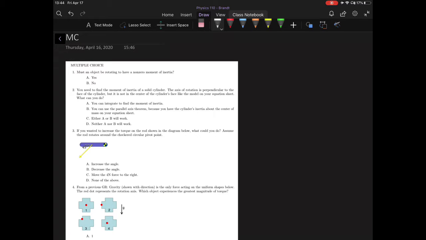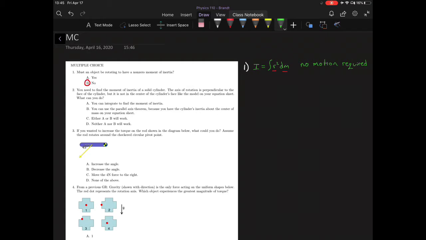Multiple choice for lesson 28. Number 1. Must an object be rotating to have a non-zero moment of inertia? Well, what is our equation for moment of inertia? I equals the integral r squared dm. So that means that we need to know how far away we are and what our mass is. That's it. So no, motion is not required there.